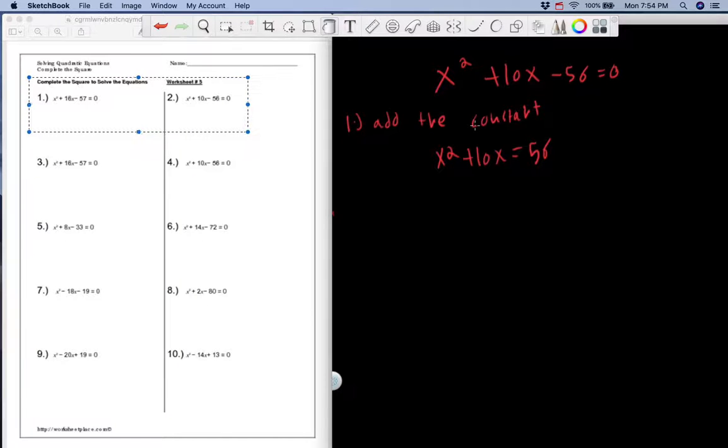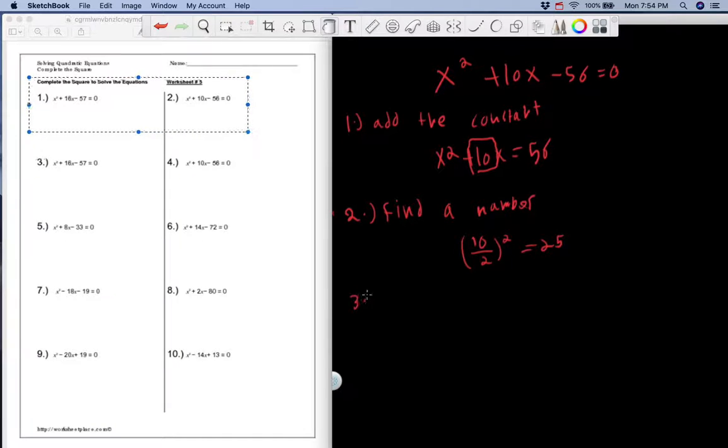The second step is to find a number to add to both sides to make the left side a perfect square. So I'm just going to call this step find a number. And to find that number, we take the coefficient of x, which is 10. We divide that by 2, and we square it. So 10 over 2 is 5, 5 squared is 25. So the number that we're going to add is 25.